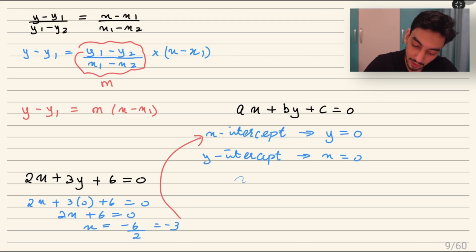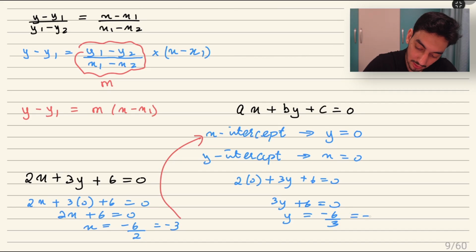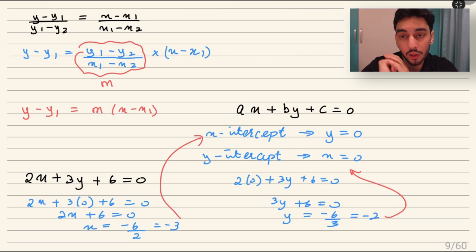And in order to find the y-intercept, I would just plug in the value of x as 0. So this becomes 2 times 0 plus 3y plus 6 is equal to 0. 2 times 0 is just 0. So 3y plus 6 is equal to 0, and y would be negative 6 over 3, which is negative 2, and this negative 2 is my y-intercept. And that would be it for this session.